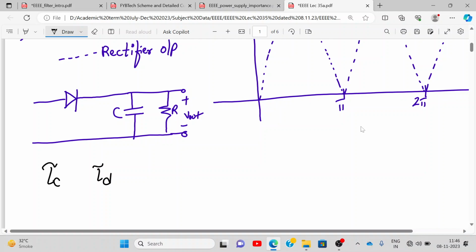Listen, very important concept, don't talk among yourself. This is the charging time constant tau C. This is the discharging time constant tau D. Please concentrate there. If you miss out, you won't understand this.